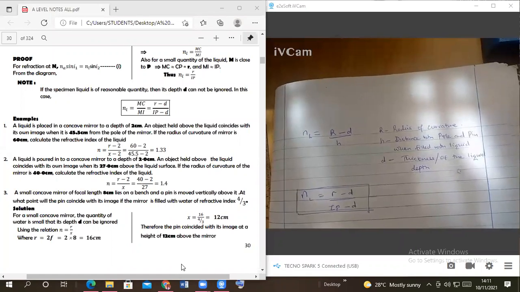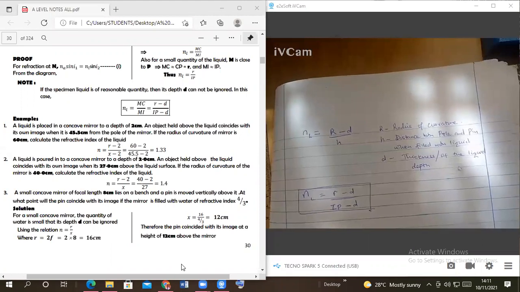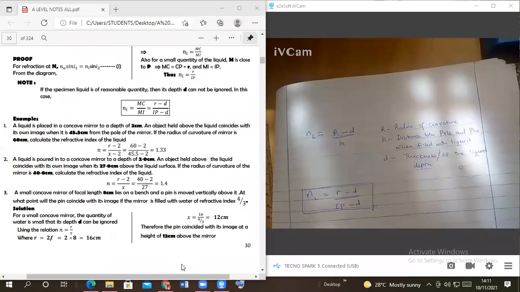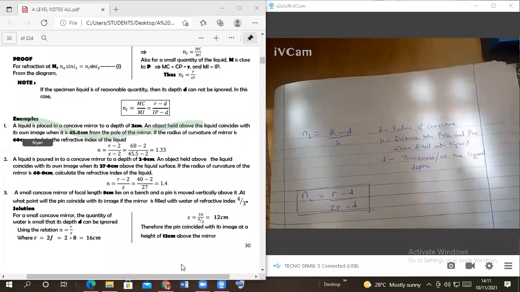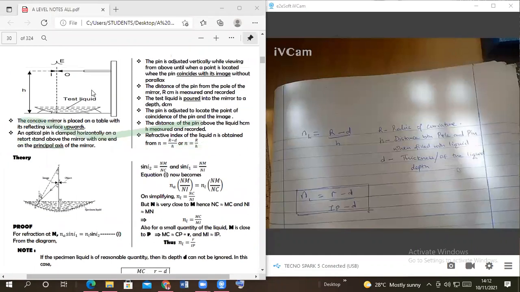So I've just gone through some of the equations there, and those equations are the ones we use if you want to determine the refractive index of a liquid using a concave mirror. The liquid is poured in a concave mirror, and before that you must know the radius of curvature of the concave mirror. Then the pin is moved up and down until it coincides with its image.